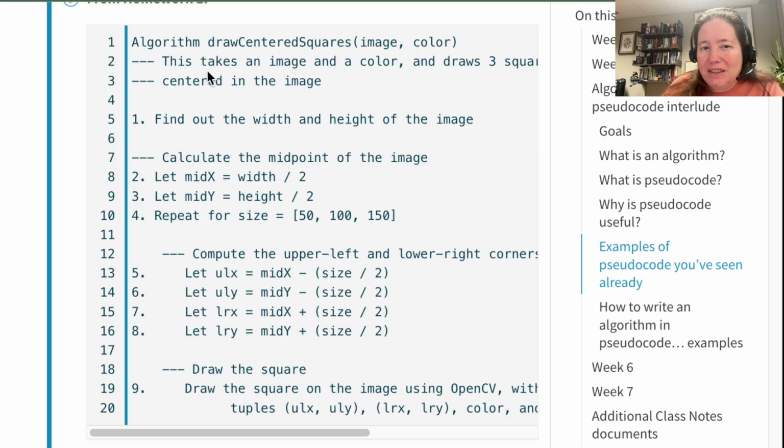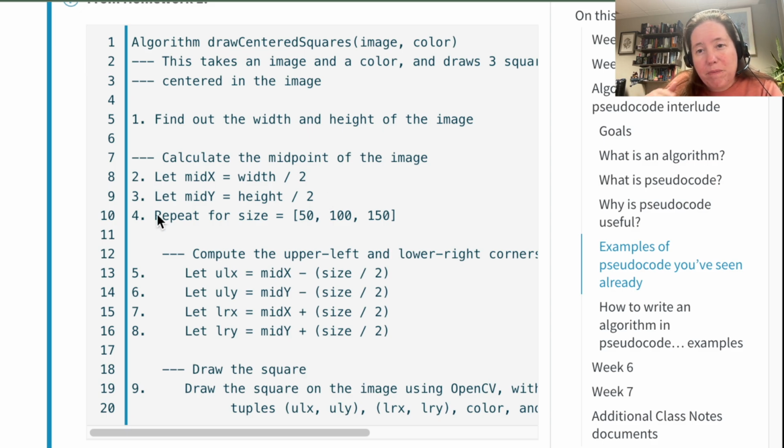We need to calculate the middle of the image because we need to be able to center our squares on that middle. So if you know the width and height of an image, then you can calculate the middle point, the middle index, the middle x value, and the middle y value just by taking half of the original.